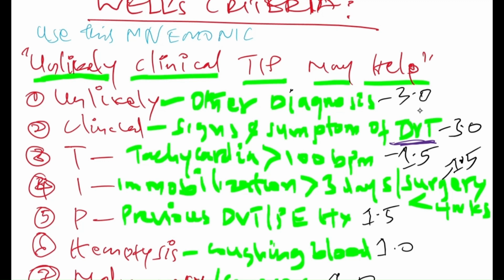And then we have P here, which stands for previous deep vein thrombosis or pulmonary embolism history. It doesn't matter since when or for how long, but once the patient has reported to have had deep vein thrombosis or pulmonary embolism, we award that patient 1.5. Then we have hemoptysis, that is coughing up blood. If the patient has that symptom, we will award that patient a score of 1.